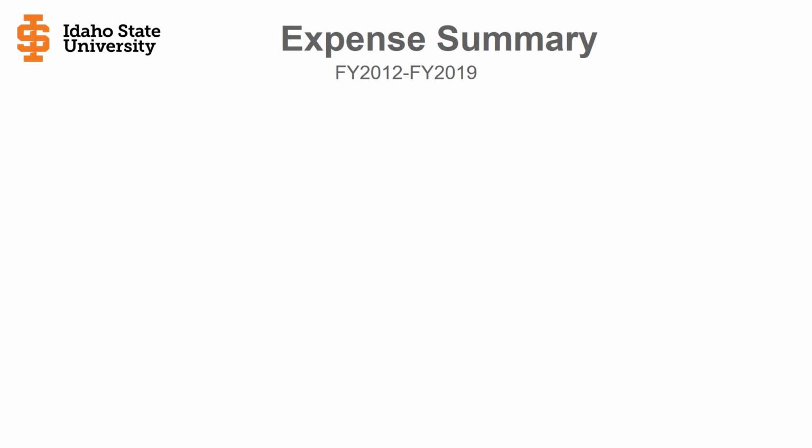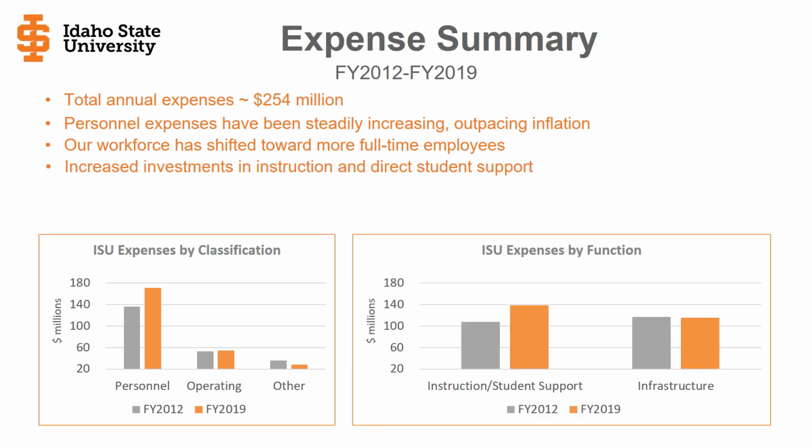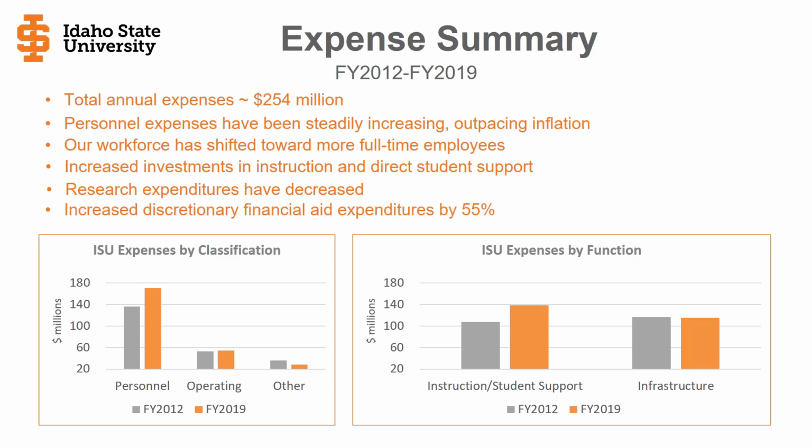In summary, Idaho State University has total annual expenses of approximately $254 million per year. In looking at the past 7 years, personnel expenses have been steadily increasing, outpacing inflationary adjustments. Our workforce has shifted toward more full-time employees. We have fewer part-time employees on the payroll now. We have increased our investments in instruction and direct support. Research expenditures have continued to decline, and we have increased our discretionary spending on financial aid by 55%.